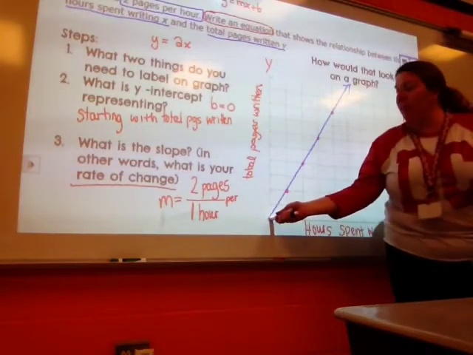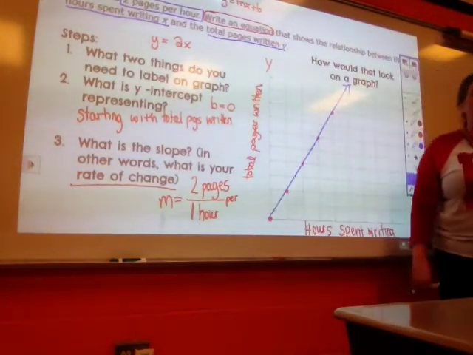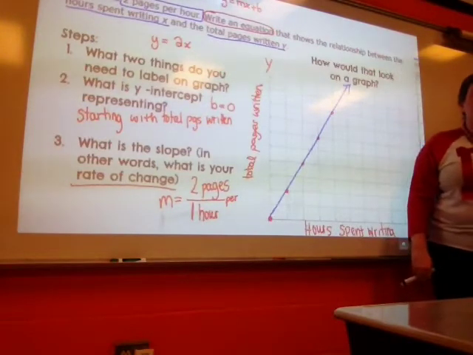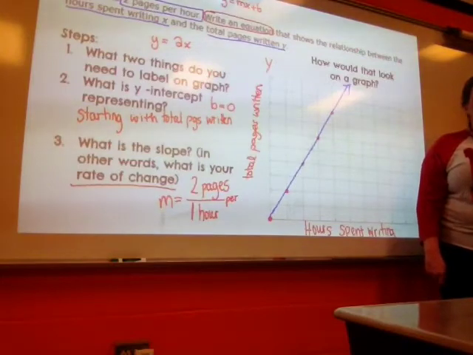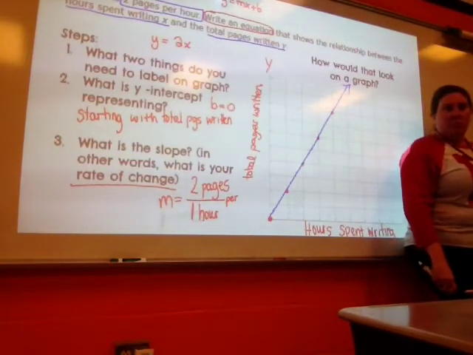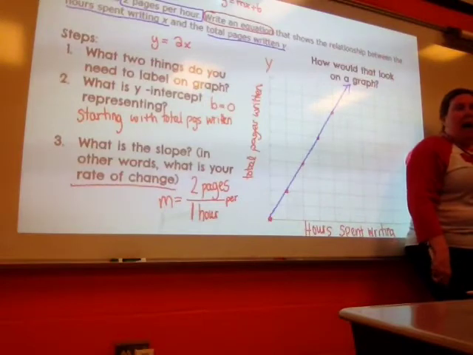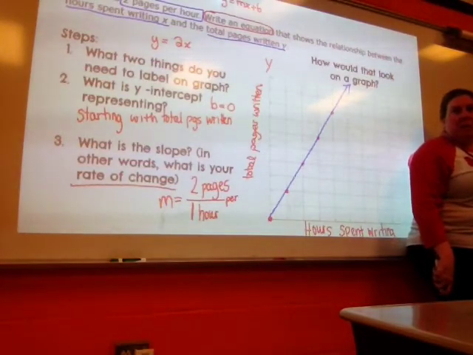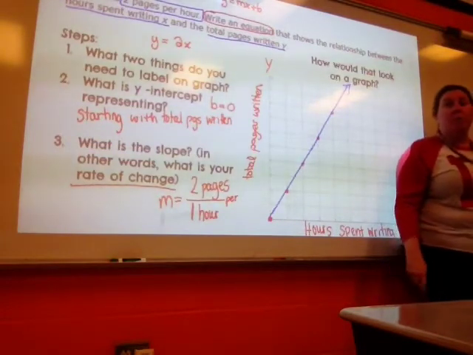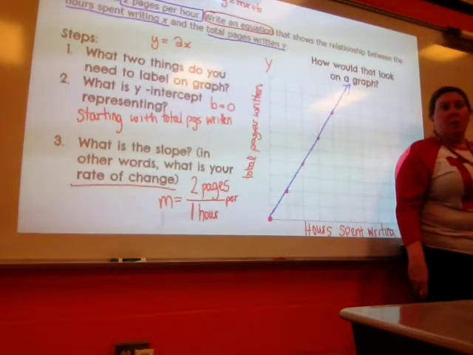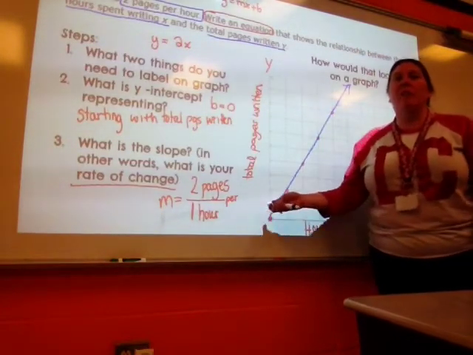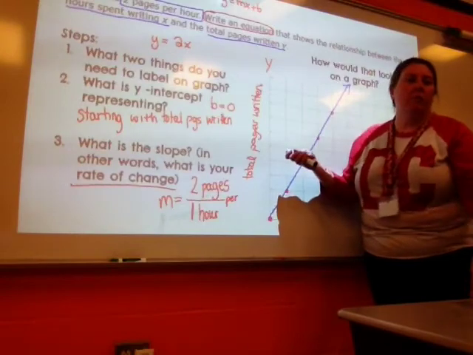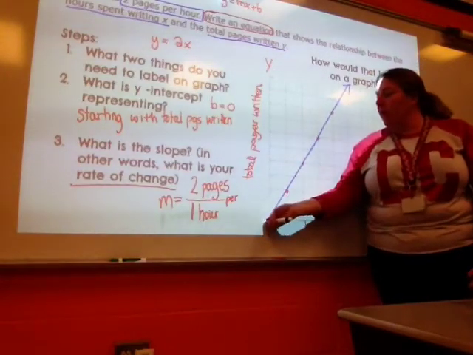So what does the y-intercept mean in this case? What does that mean? Not what is it, what does it mean? What does the y-intercept mean? Hannah? Is it where you start? Where, well, be more specific. Where you start with the total pages written. Okay, so it means I started out with 0 pages written.